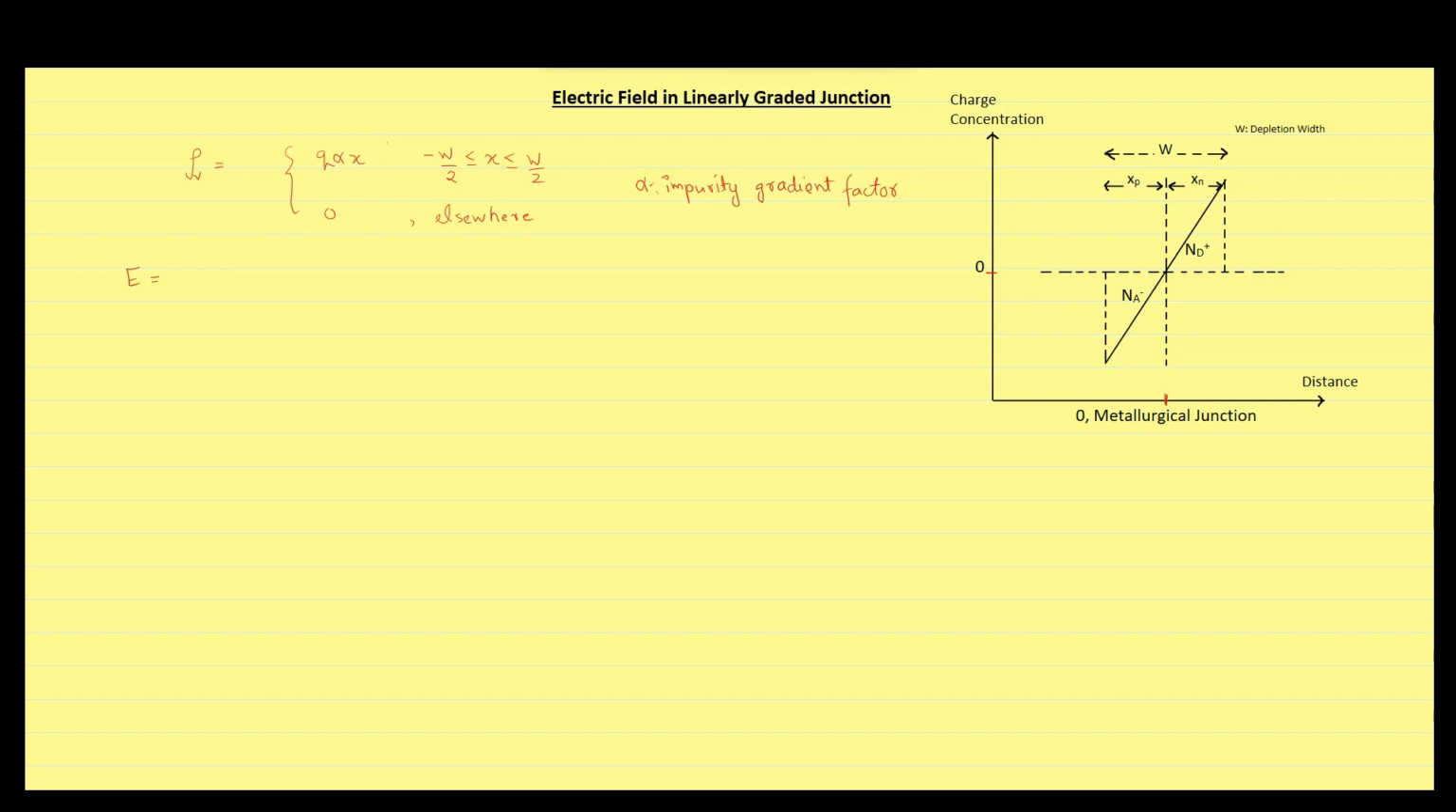Now, by Poisson equation, we have electric field equal to here. C1 is a constant of integration. We know already that the electric field is 0 outside the depletion region. Therefore, we can find the value of C1 by setting E equal to 0 at any point outside the depletion region, but for reference, we will take the distance x at the boundary of the depletion region of the p-type, which is x equal to minus W by 2.